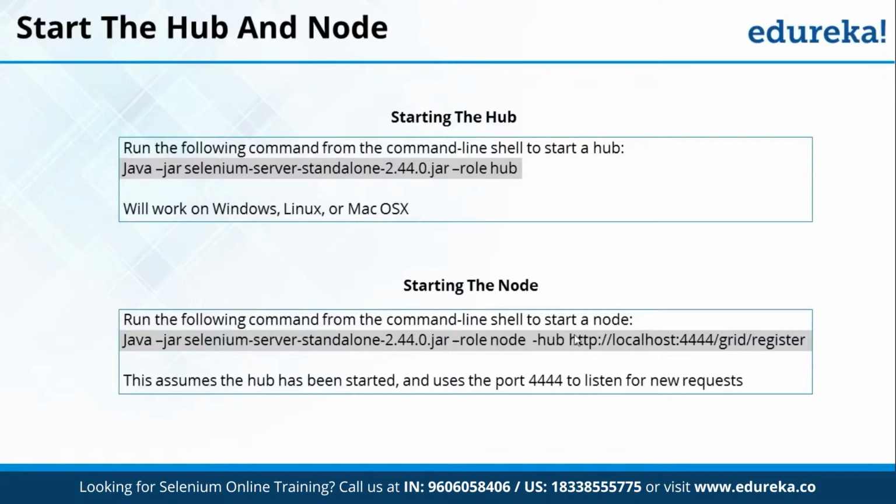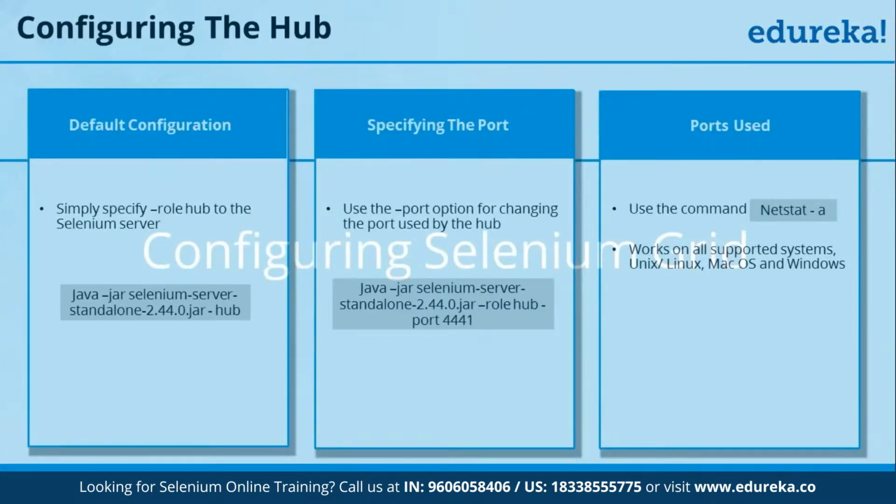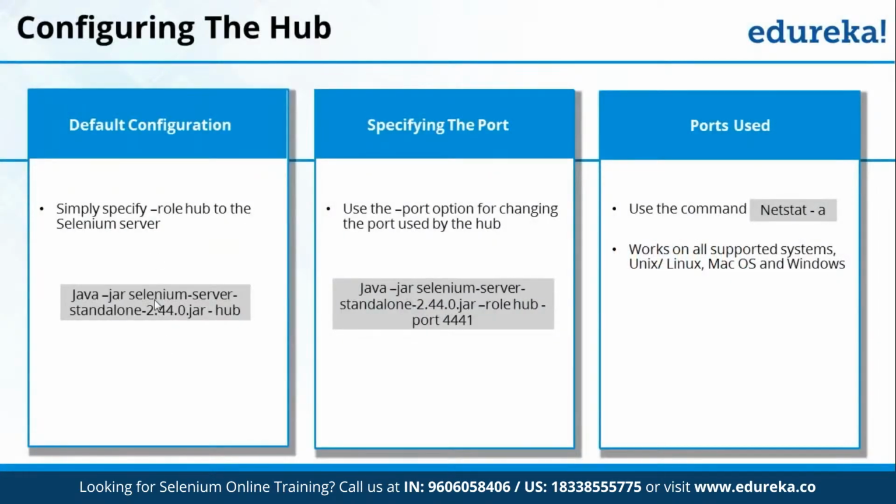Now you don't need to worry about remembering 4444/grid/register, because when you work with your hub, in the end it tells you at which location or which IP you have to register your nodes. So you don't even have to remember this. Just remember that hub takes 4444 as the default port. All right. Configuring Selenium Grid. So you've seen this already. That's the default configuration. Simply specify -role hub to the Selenium server.